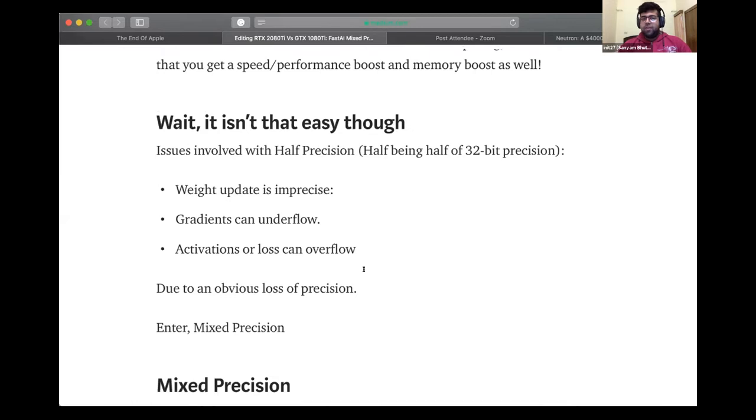So what happens when you switch to FP16 is that by default, you're using half of the memory. So you have that advantage that you could chuck in bigger batch sizes. And along with that, it's also faster specifically on these graphic cards.